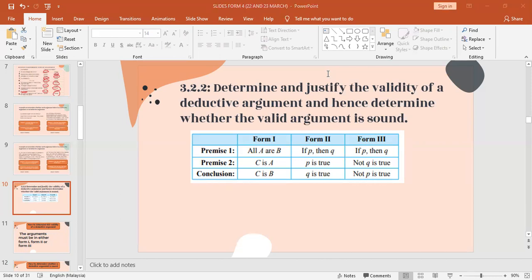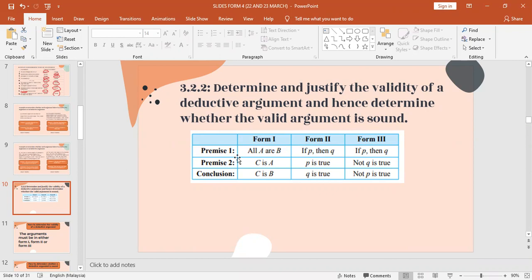valid and sound. Sekarang kita nak belajar sama ada argument tu valid dan juga sama ada argument tu adalah sound. So we have two things, valid and sound. Okay, firstly, let us look at these premises. We have three forms, which are form 1, form 2, form 3. Kita ada 3 jenis. Jenis yang pertama, jenis yang kedua, jenis yang ketiga.